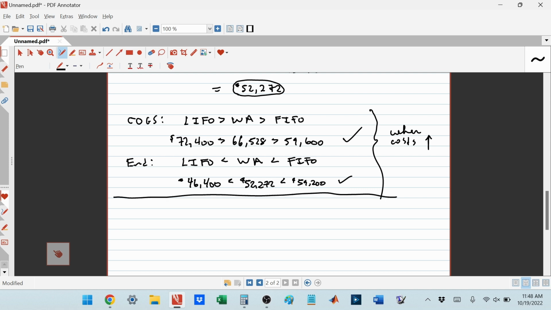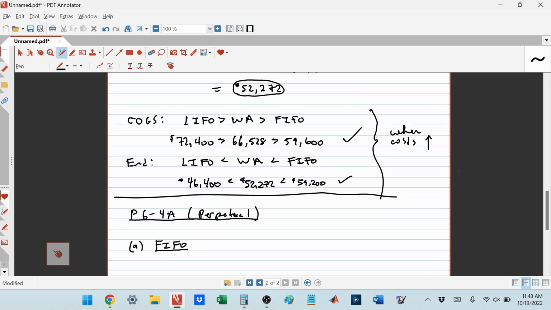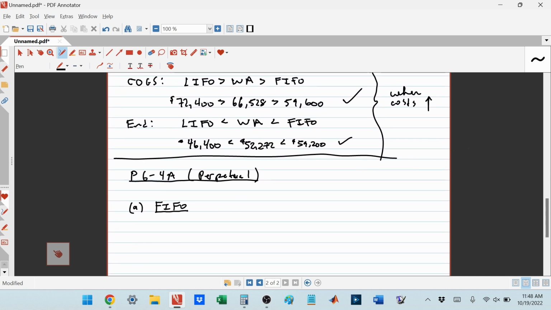All right, let's repeat this problem, but let's assume the company uses a perpetual inventory system, not periodic. So again, first we'll do FIFO. The cool thing about FIFO is that you're going to get the same answers for COGS and ending inventory. You're going to get the same estimates, whether you use perpetual or periodic system.